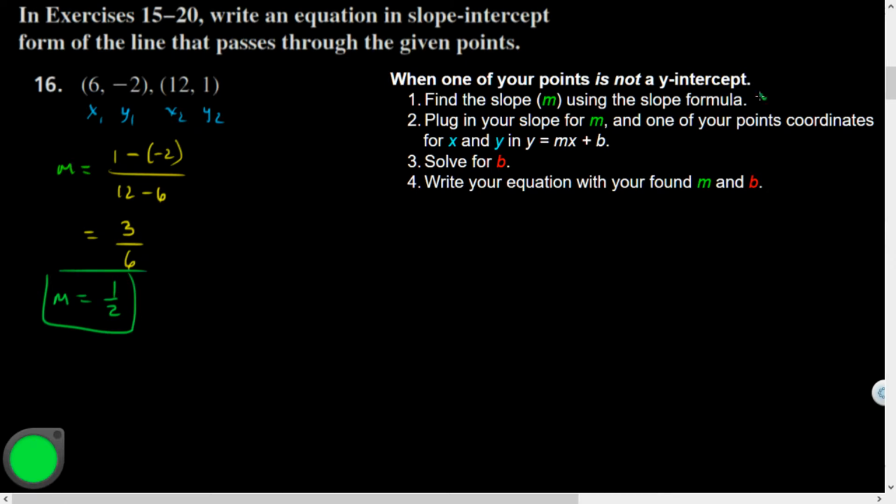Step 1 is done. And then they say plug in your slope for m and one of your points for the coordinates for x and y in y equals mx plus b. So here's step 2 coming at you. y equals mx plus b is slope-intercept form. I'm going to plug in one of these points for x and y. Which point do you like better, this one or this one?